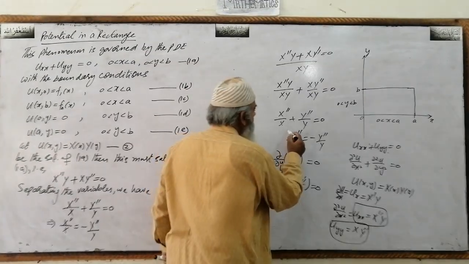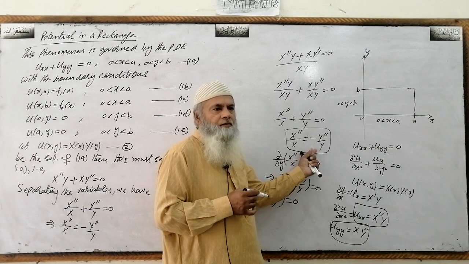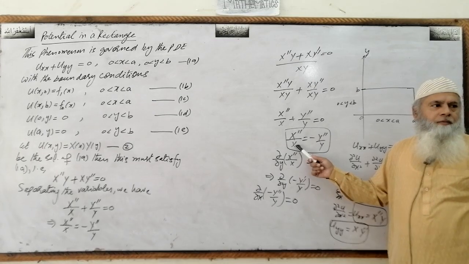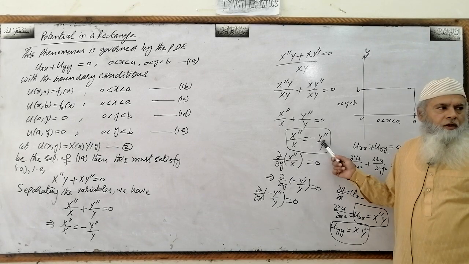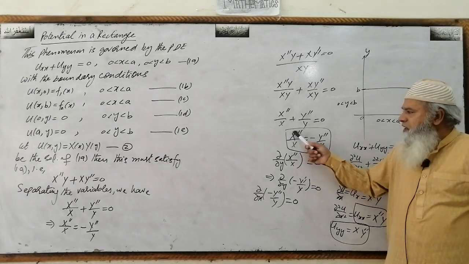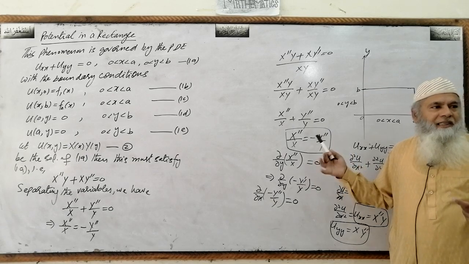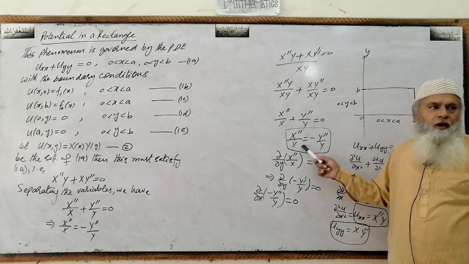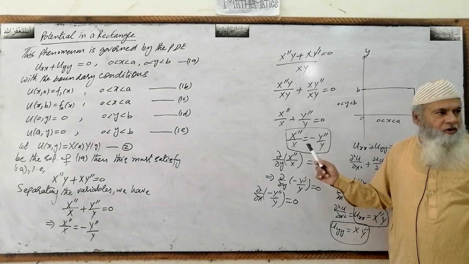Means in this format both terms are constant terms. Why? When we take its partial derivative with respect to y, this becomes 0, and ultimately its partial derivative with respect to y will also become 0. And when we take its partial derivative with respect to x, that becomes 0, and ultimately the partial derivative of this term with respect to x will also be equal to 0. Obviously, what does it indicate? It indicates in this format both terms are independent of x and y. Means both terms are equal to some constant.